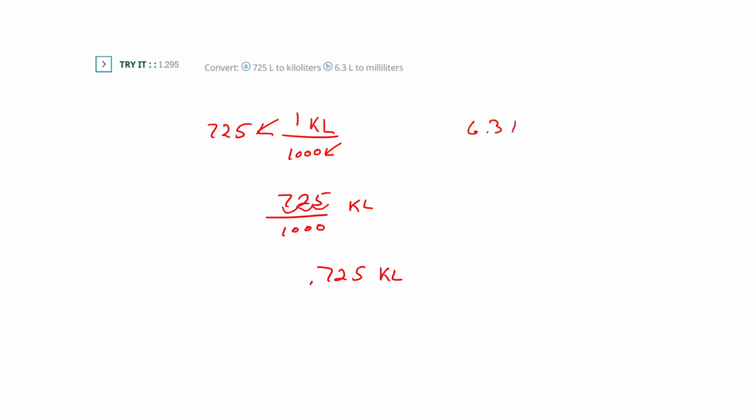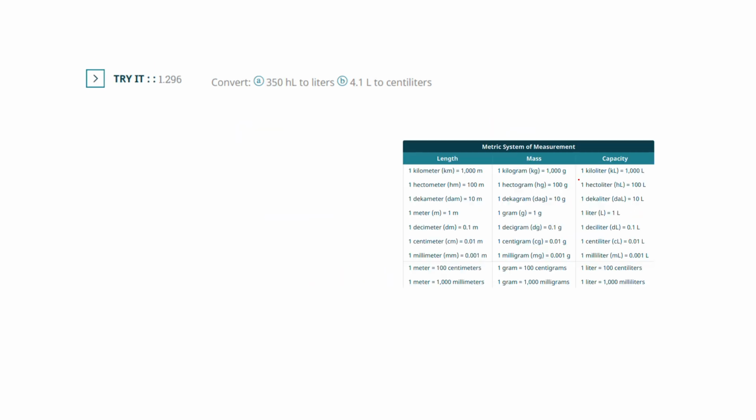Okay, part B here. 1 liter is made up of 1,000 milliliters, I believe. I hope I've got that right. Pretty sure. Okay, so the liters can cancel. So I've got 3 zeros and I'm multiplying, so this is going to send it 3 spots over. 1, 2, 3. Going to add a couple zeros.